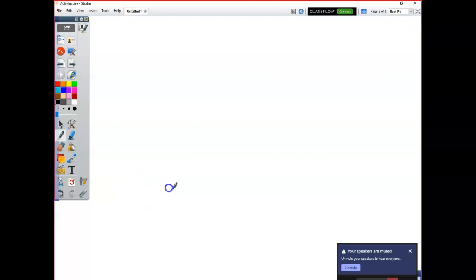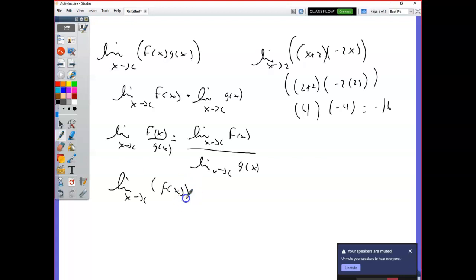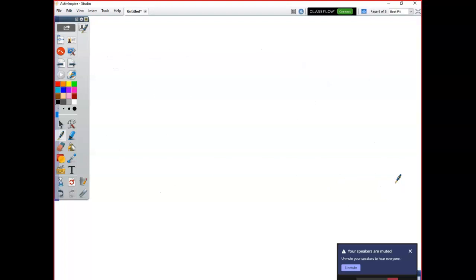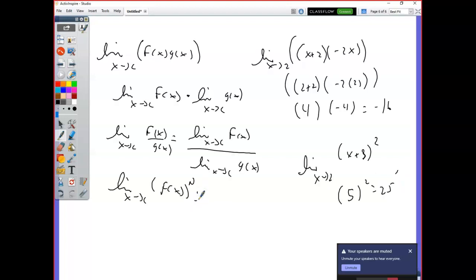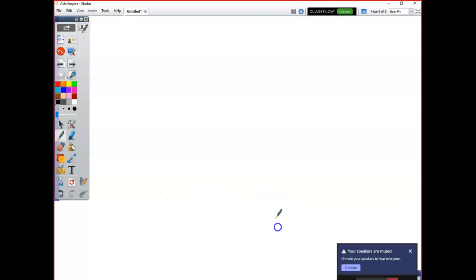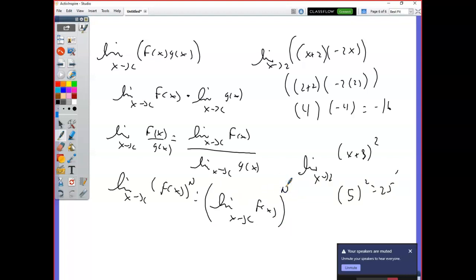I've got f of x to the n. This one looks a little tricky, so I'm going to go ahead and do it the hard way, or the easy way first. X plus 3 to the second power. What would you do, sir? You plug it in. You resolve the inside, right? You take the limit of the inside, which would be 5 by plugging in a 2. And then you square the whole thing, we got down to 25, right? So this is the equivalent to the limit as x approaches c of f of x, that whole thing to the n power. In other words, you take the limit first.